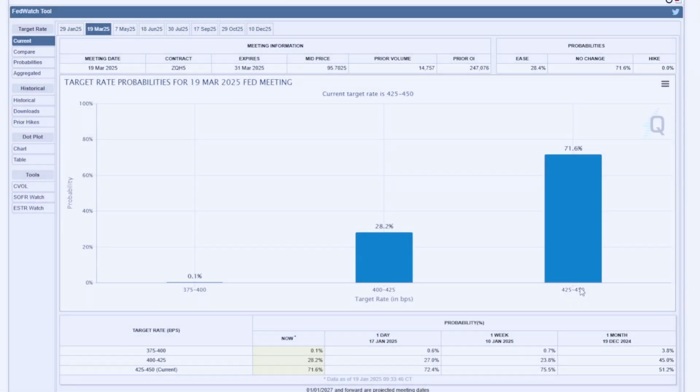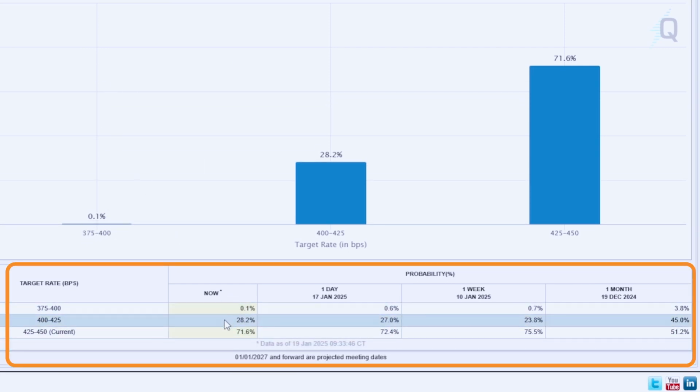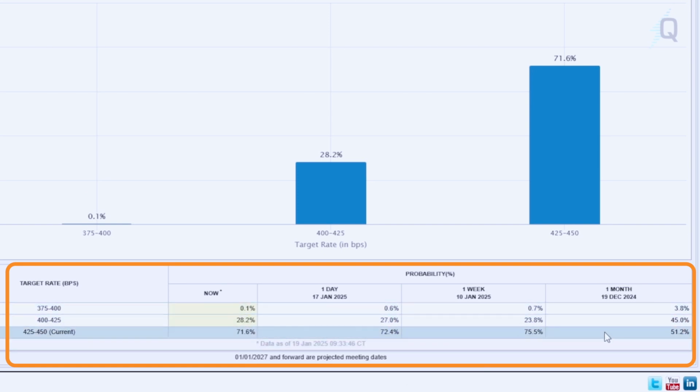As you can see, 4.25% to 4.5% is where we're currently sitting, and 71% of people based on these futures contracts assume that that is also where we'll be sitting come March. 28% are being a little ambitious, going for the rate cut, and then a mere 0.1% are going for a 50 basis point cut into March. And you can see these probabilities priced here and those change in probabilities over the recent period.